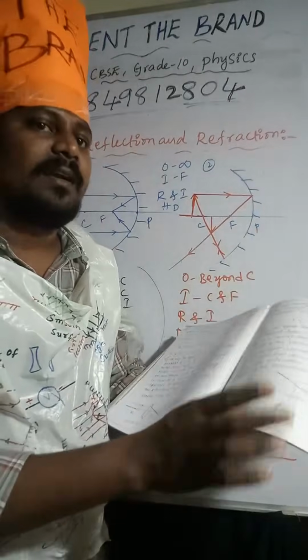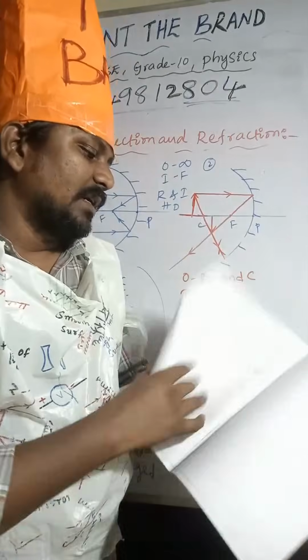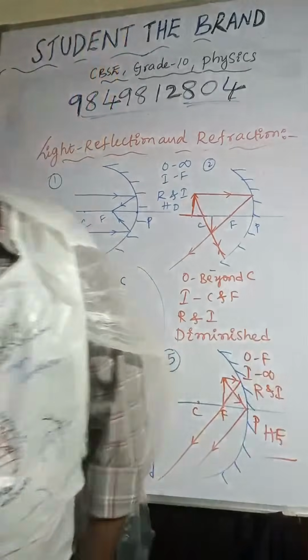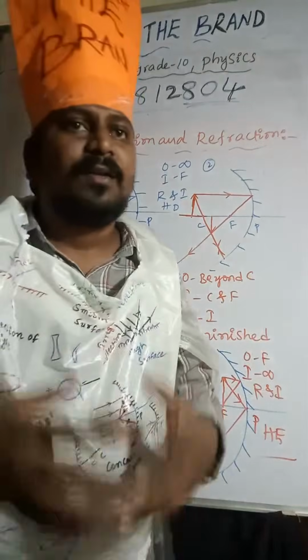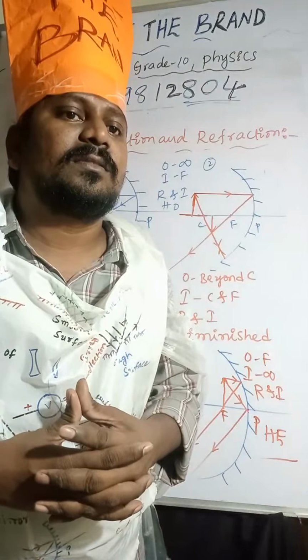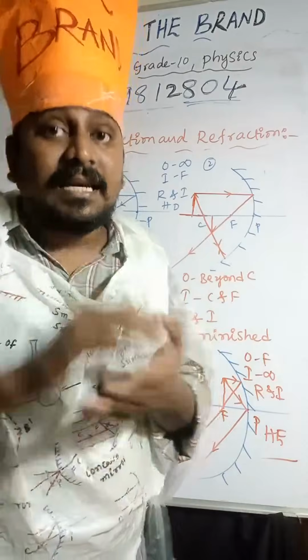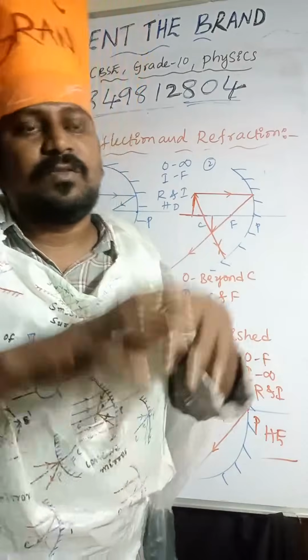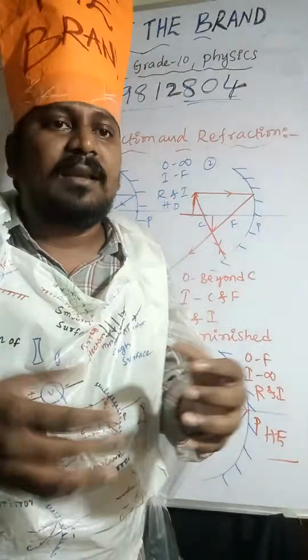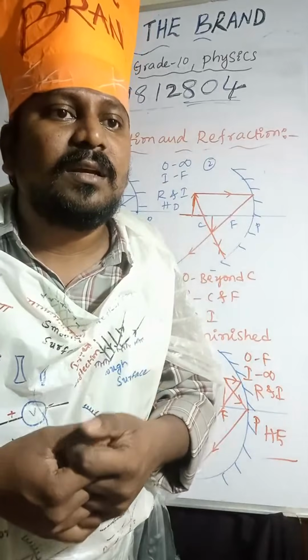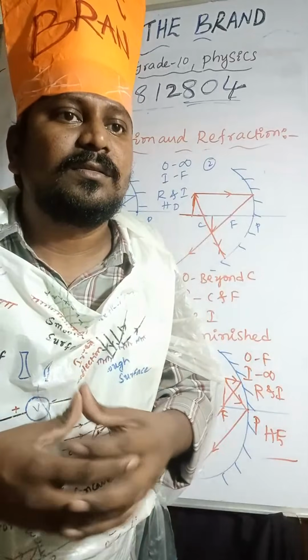I'll give the notes as a PDF as soon as possible. I have written notes for 4 chapters: light reflection, refraction, human eye and colorful world, electricity, and magnetic effects of electric current. I'll try to provide how to write on the board without looking at notes.